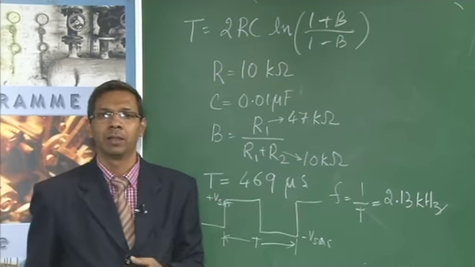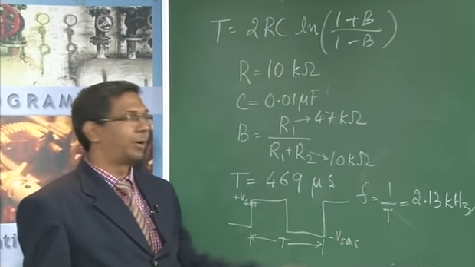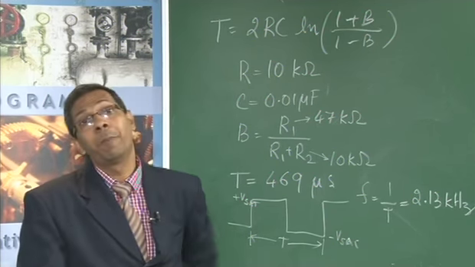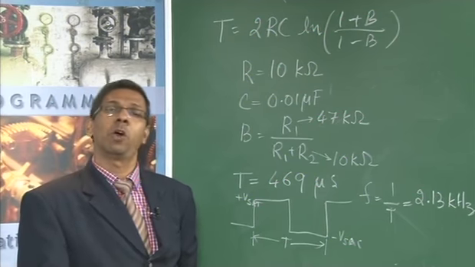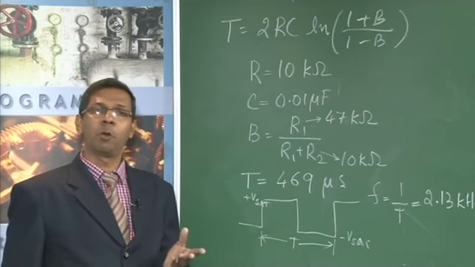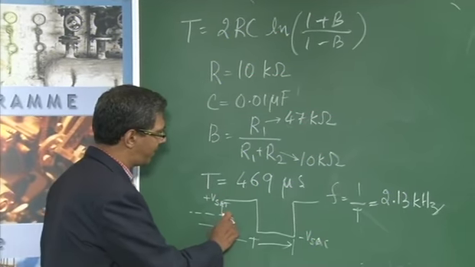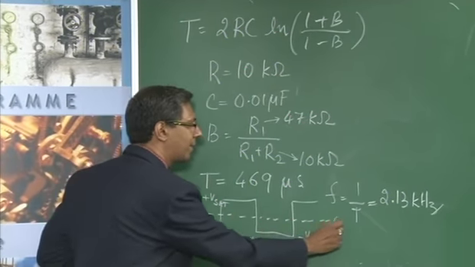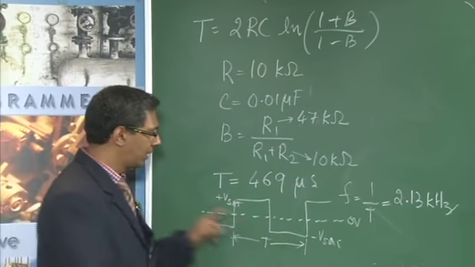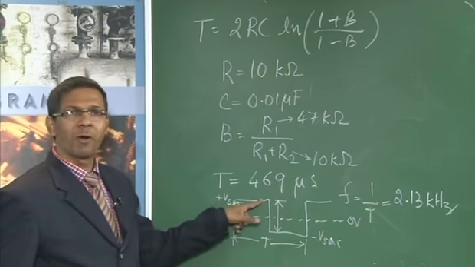2.13 kilohertz. Now the question that has been asked is to find the frequency, plus they have also asked you to find the peak to peak value of the output waveform. This is the output waveform that I am saying. When I mean peak to peak, it is going from plus Vsat to minus Vsat, so there must be 0 somewhere here. So this becomes its positive peak and this becomes its negative peak. Your peak to peak is the difference between this point and this point.